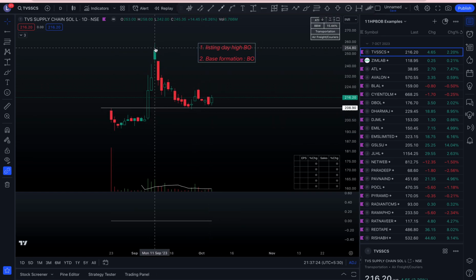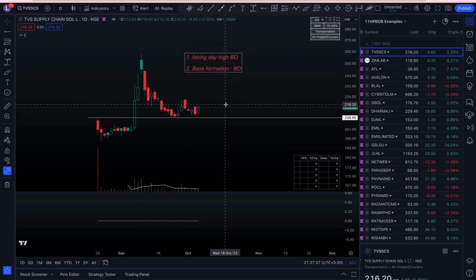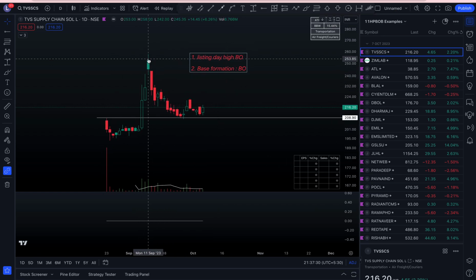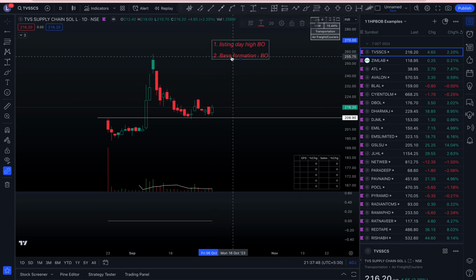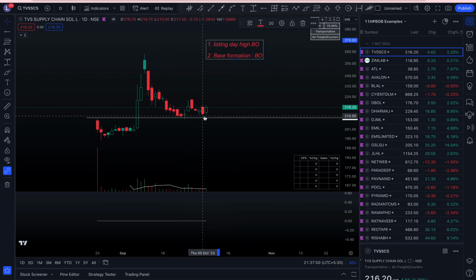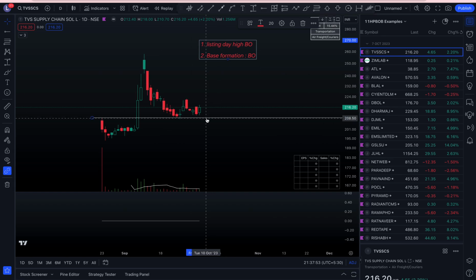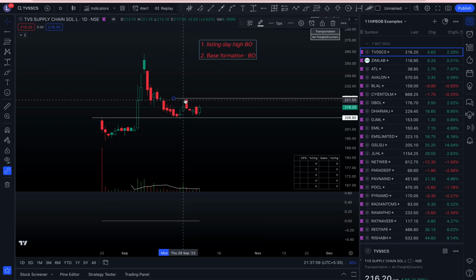Most of the time it goes up and then sort of bases again. But you can also see there are other kinds of structure formations, which is basically the second one here, which is after it breaks out of the listing day high, it again comes back and retests that area, and then any sort of tight formation here will present you another area from where you can trade that. So for example, right now, if this guy breaks out from this pivot high, that will be another entry point for you.